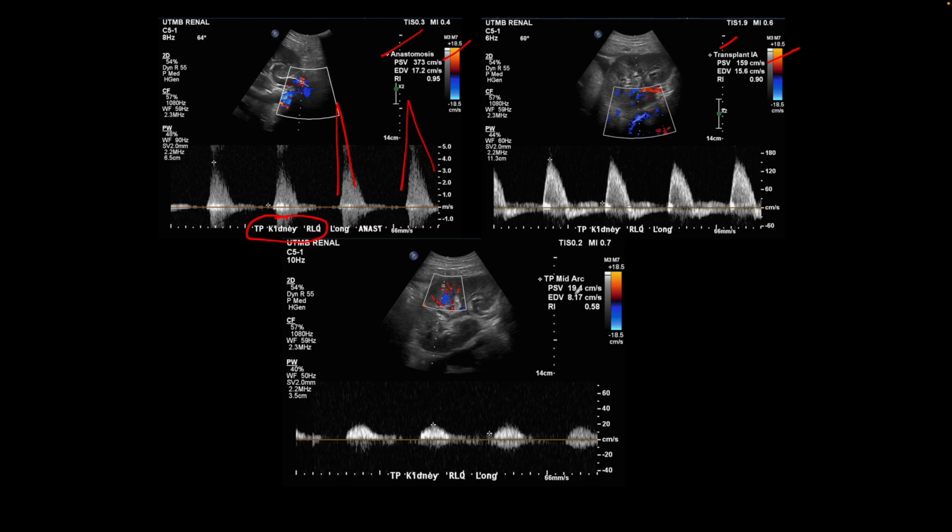And more distally, like right here in one of the arcuate arteries, we see a Parvus Tardus waveform, which is classic of post-stenosis evaluation. So putting those things together, we have a very high peak systolic velocity at the anastomosis, and distal to the anastomosis, we find Parvus Tardus waveforms consistent with renal artery stenosis.